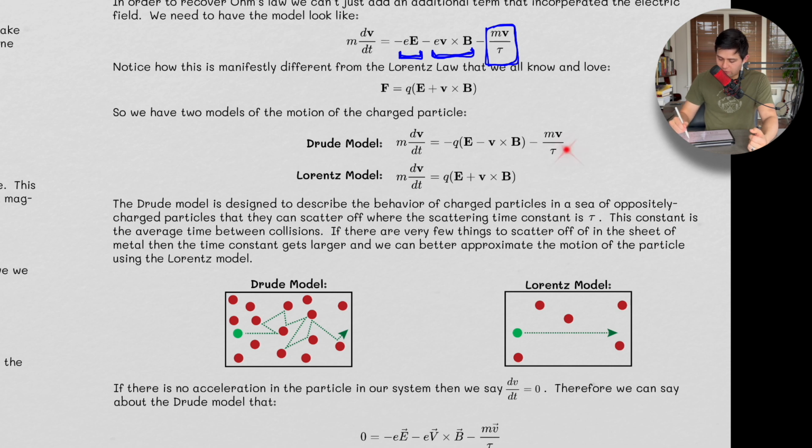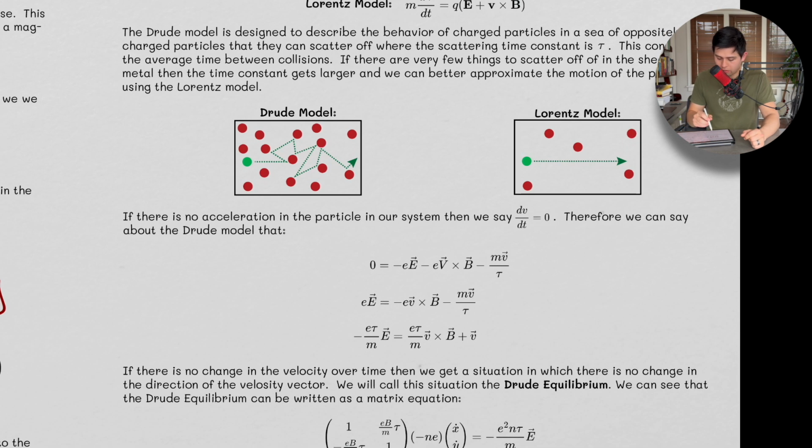So you can imagine if tau was really big, the average time would be a really large amount of time, okay? And if tau was really big, then this thing goes to 0, okay? And then we just get the Lorentz model back. So in the limit, as tau gets really big, we recover the Lorentz model, okay? So in the Drude model, we have all this scattering to get from point A to point B. In the Lorentz model, we don't have a lot of scattering in the system, okay?